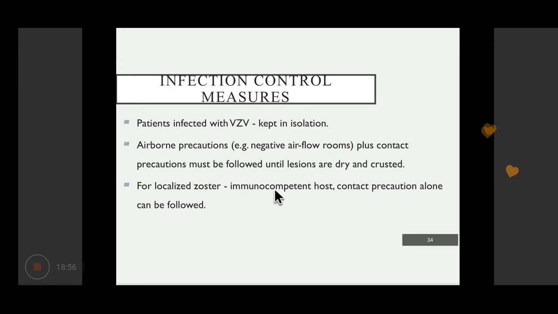Then, since it is an airborne or aerosol-mediated disease, all the airborne precautions must be taken, and direct contact with the patient must be avoided. The patients must be kept in isolation.